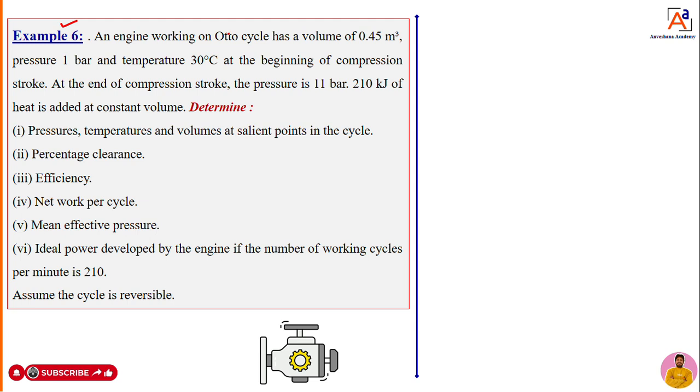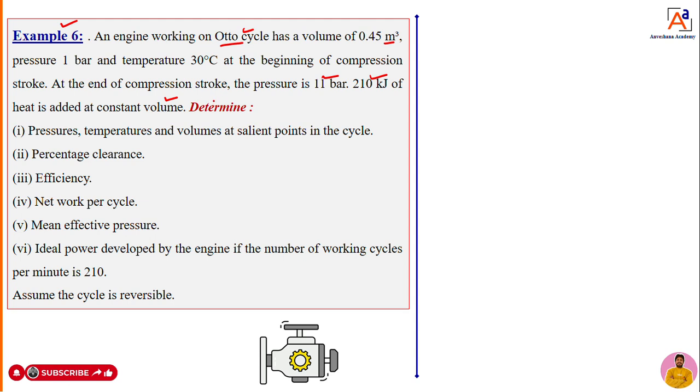Okay. So an engine working on an Otto cycle has a volume of 0.45 meter cube, pressure 1 bar and temperature 30 degrees Celsius at the beginning of the compression stroke. At the end of the compression stroke, the pressure is 11 bar. Then 210 kilojoules of heat is added at constant volume. Now dear students, you have to understand very well here. He is telling it is an Otto cycle, and he is also telling that heat is added at constant volume. That means we can say it is an Otto cycle.